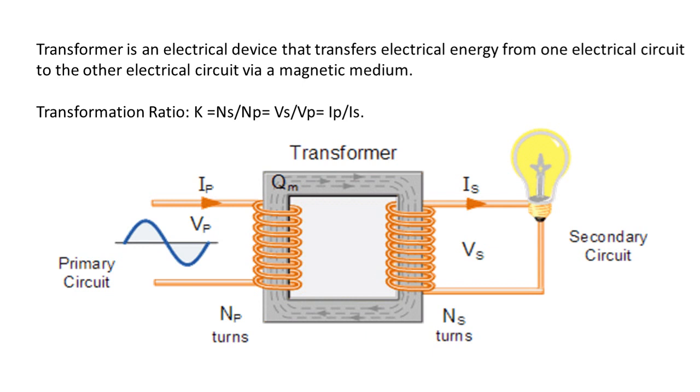So if we want more voltage on the secondary side, then we will increase the number of turns in the secondary side. If we want lesser voltage in the secondary side, then we will decrease the number of secondary turns. And as we increase the voltage in the secondary side, the number of turns in the secondary side we have to increase. And so the current in the secondary side will get decreased. So here we have an inverse relation of the current with voltage and number of turns. Here Ns upon Np is equal to Vs upon Vp, and it is also equal to Ip upon Is.